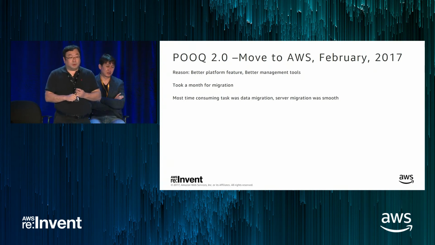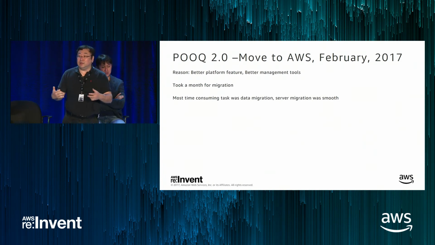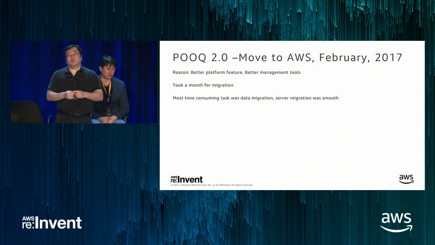It took a month for migration, and the most time-consuming task was the data migration. We have a lot of user behavior data, so we started to migrate that data, and that took a month. But installing our servers into AWS took just 2 weeks, because it was very easy, I think.